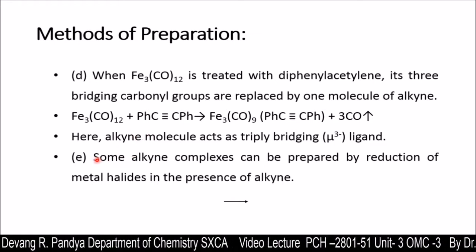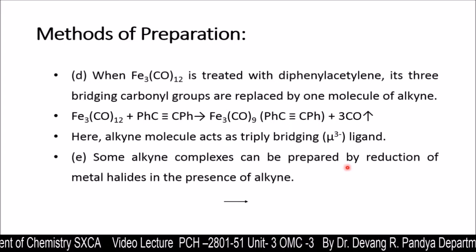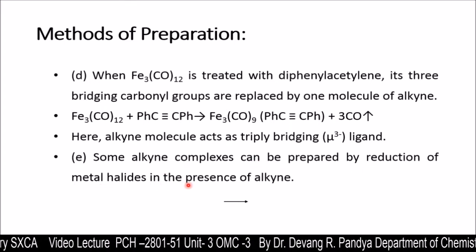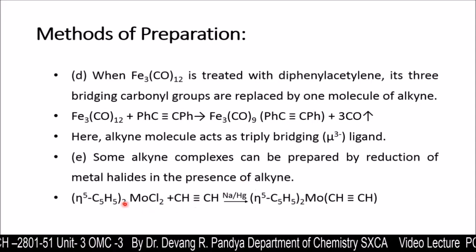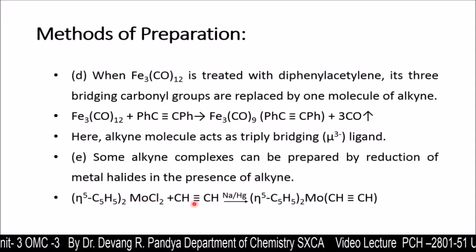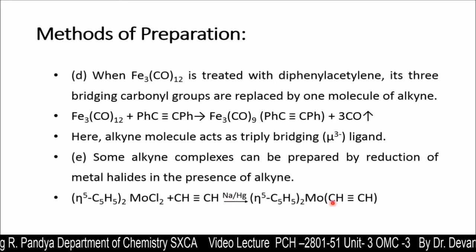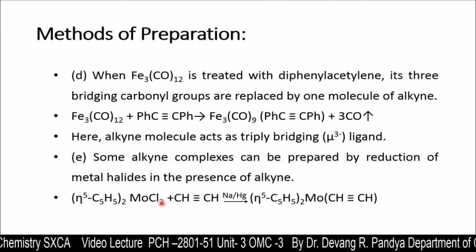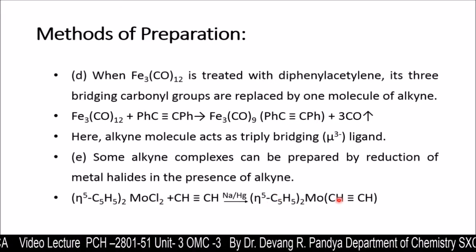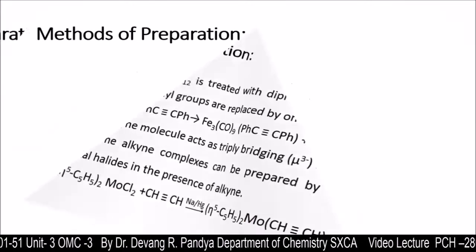Here the alkyne molecule acts as a triply bridging, that is μ3, ligand, and a triply bridged complex is going to be formed. And in the last preparation, you can see some alkyne complexes can be prepared by reduction of metal halide in the presence of alkyne as well. So here the metal chloride is substituted in the presence of alkyne, the reducing agent sodium amalgam is used, and one of the two chlorides is substituted by this alkyne, and we're going to get this metal alkyne complex.